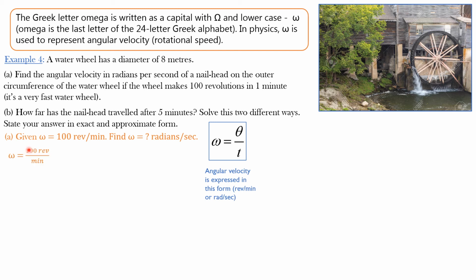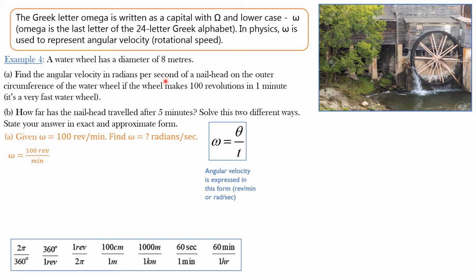I'm just going to write it as a proper fraction instead of having it all on one line. So there's your 100 revolutions per minute. Now I need to change that to radians per second. The question says you need to find it in radians per second. So once again, converting, we multiply by 1. Look at all these ones I have for you down here. These are all equal to 1, and there's more.